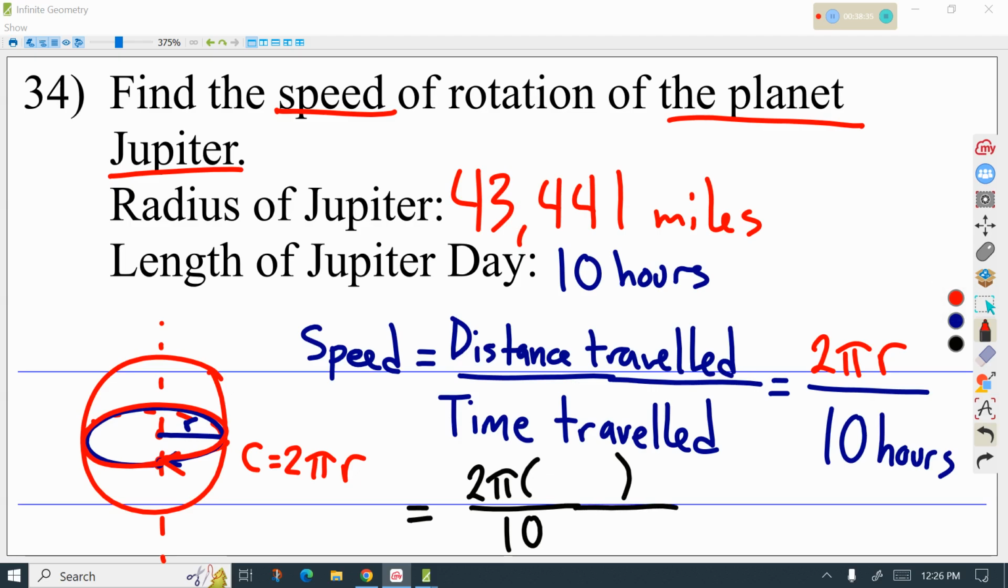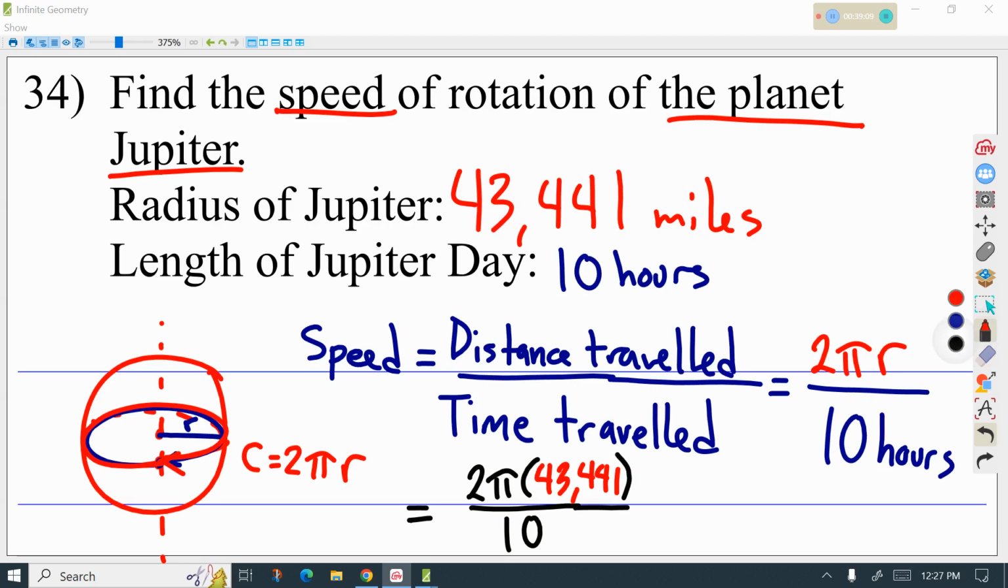Well, the radius of Jupiter is 43,441. So what you have to do in this case is use this in your calculator. This was something that I think we have been working on for a while, and I tried to really make sure that everybody could do these during class. So if you have a calculator, this is some calculator math. I would do 2 times pi times 43441.